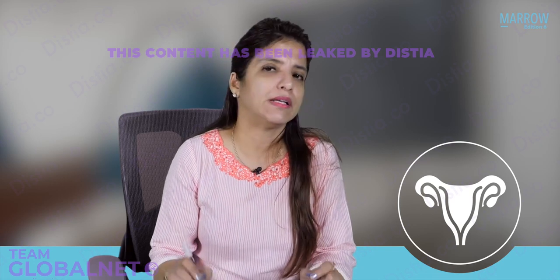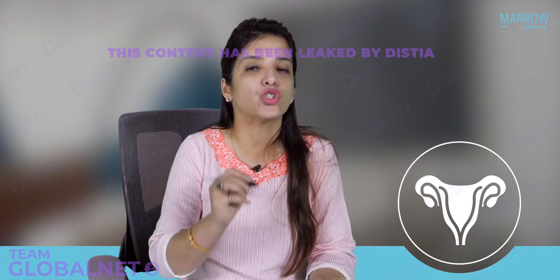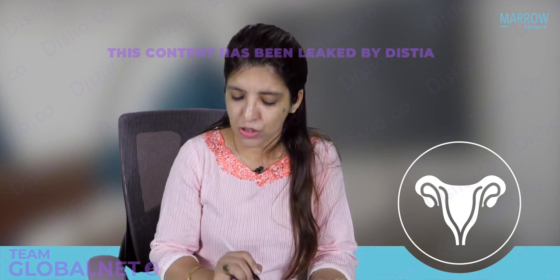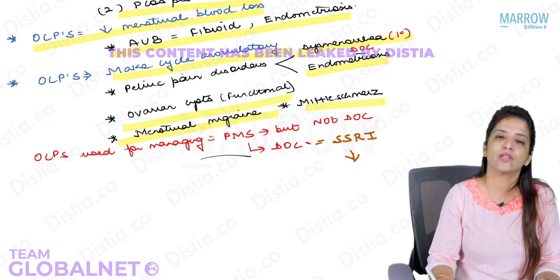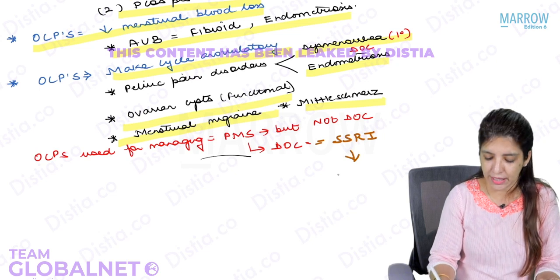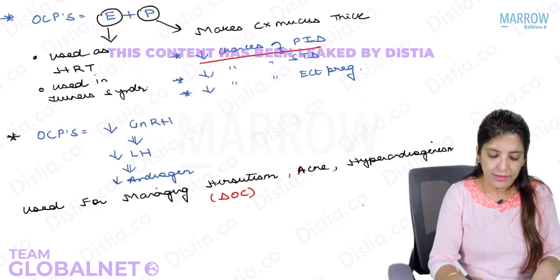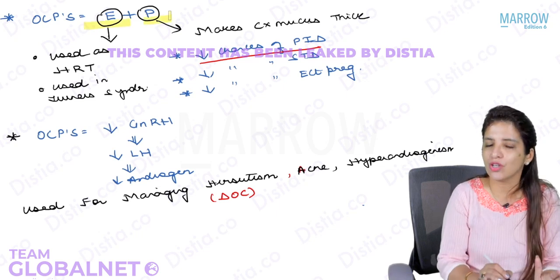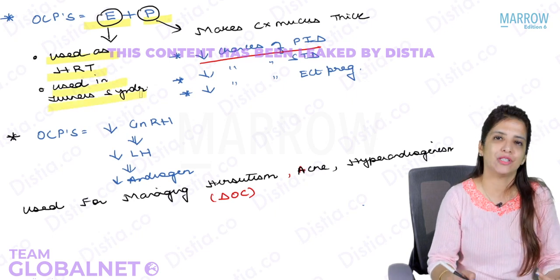Now, oral combined pill is also used for managing premenstrual syndrome, but please remember, it is not the drug of choice for managing premenstrual syndrome. For managing premenstrual syndrome, the drug of choice is an SSRI, that is selective serotonin reuptake inhibitor, fluoxetine. But yes, it can be used, but the drug of choice is fluoxetine. Then oral combined pills have got estrogen and progesterone. Estrogen component is used as HRT and in management of Turner's syndrome.